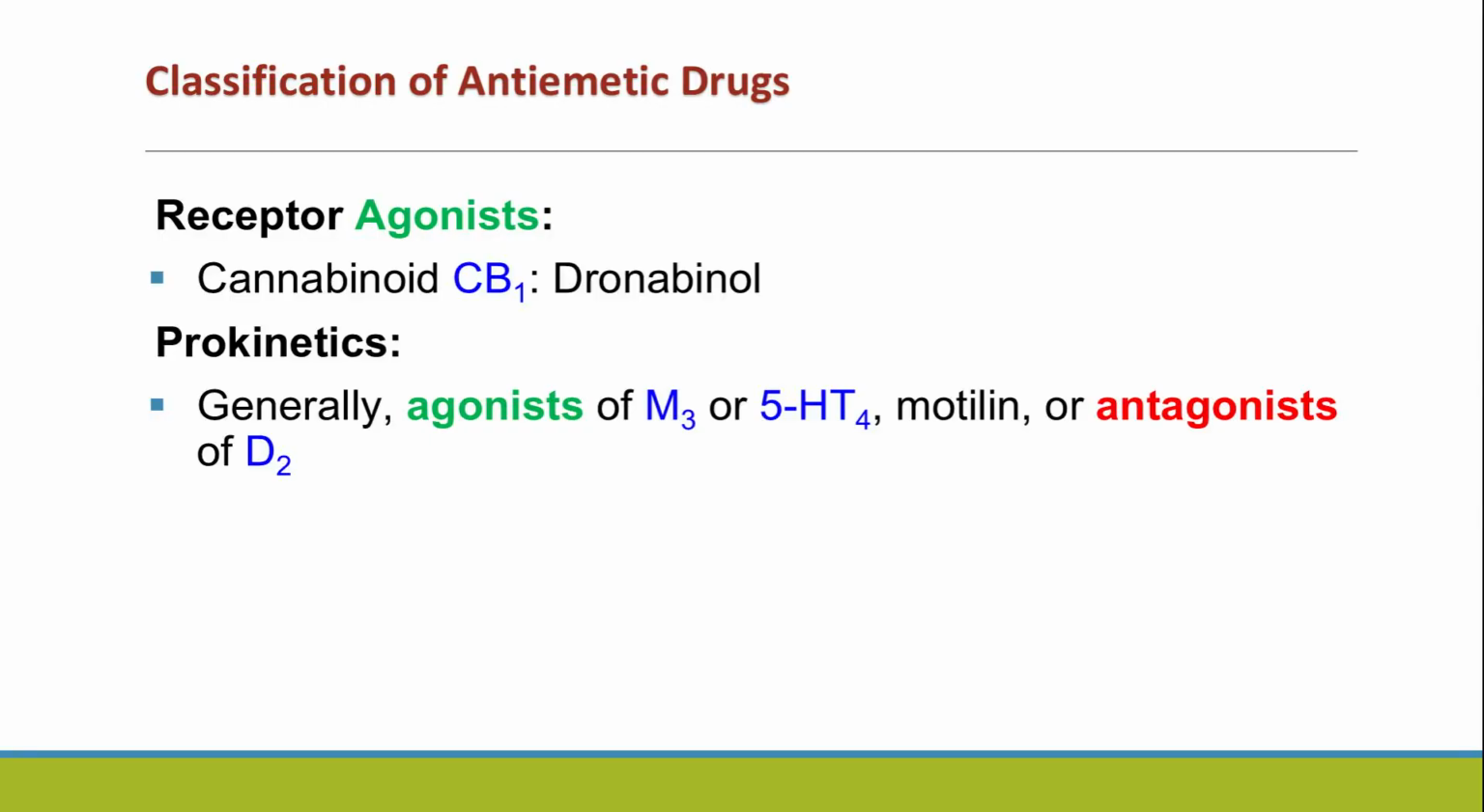Cannabinoids act centrally and modify emetic perception. Prokinetics improve gastric emptying and reduce nausea indirectly. They stimulate cholinergic or serotonergic activity or block dopamine inhibition. Thus, some drugs treat nausea not by blocking vomiting, but by correcting motility.